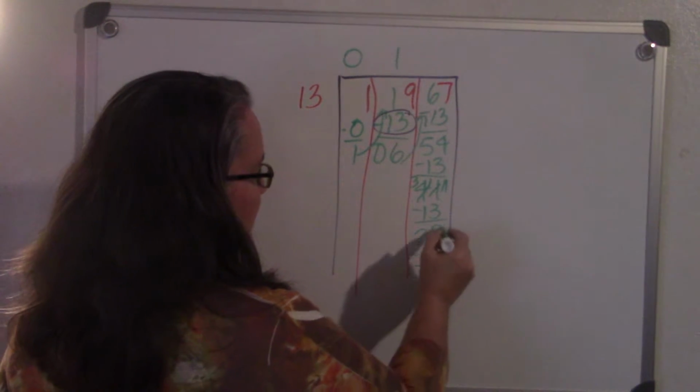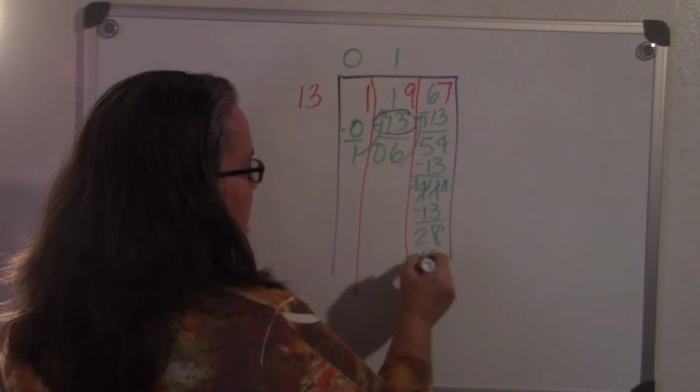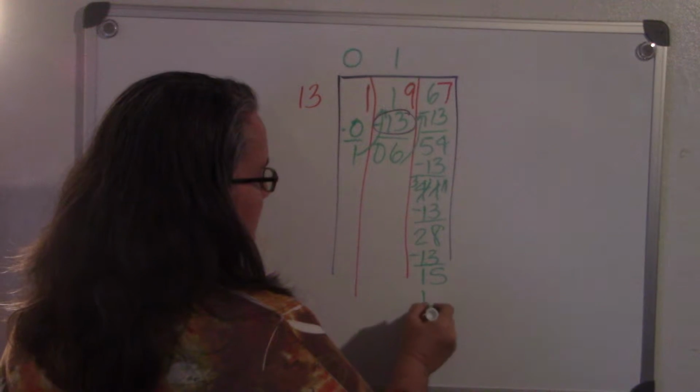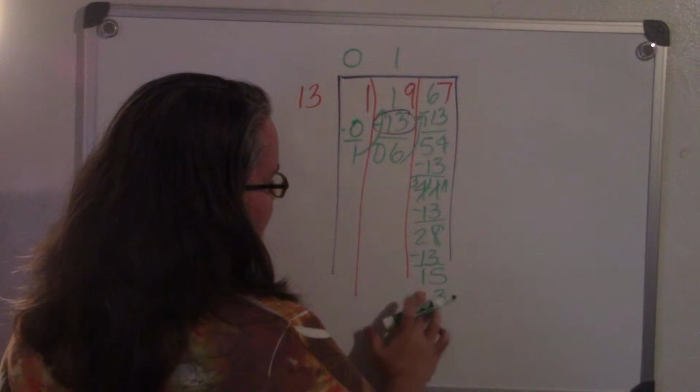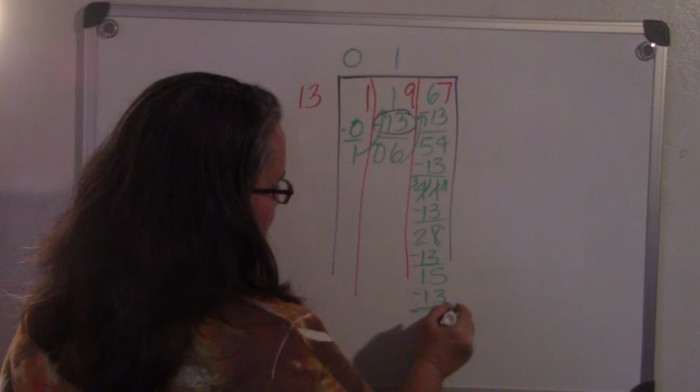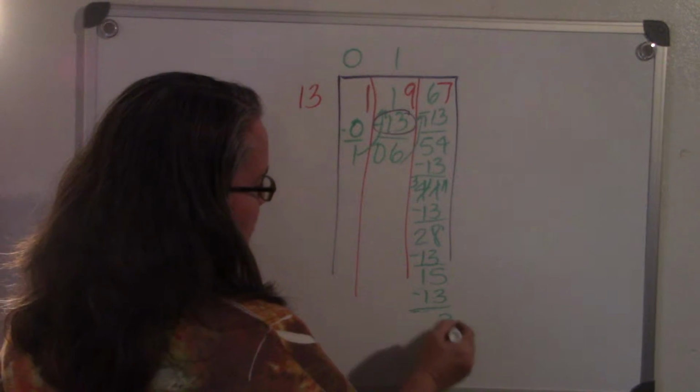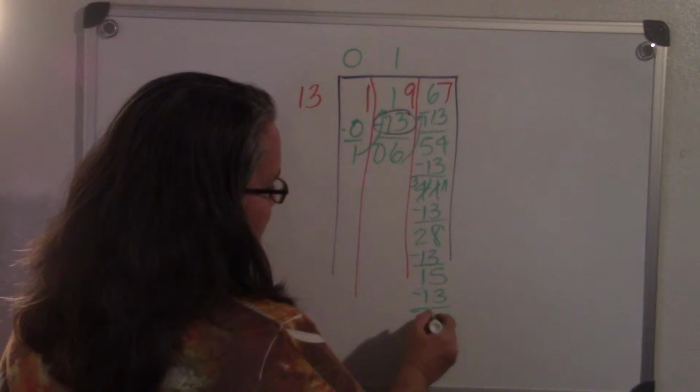Subtract 13. 8 minus 3 is 5. 2 minus 1 is 1. Subtract 13. Oops. Guys, I got a little excited about that. Subtracting the last 13, it looks like. 5 minus 3 is 2. 1 minus 1 is 0.